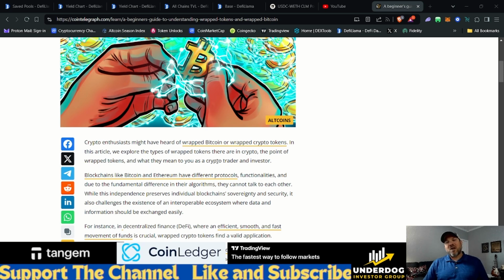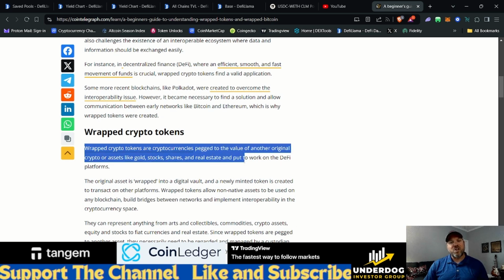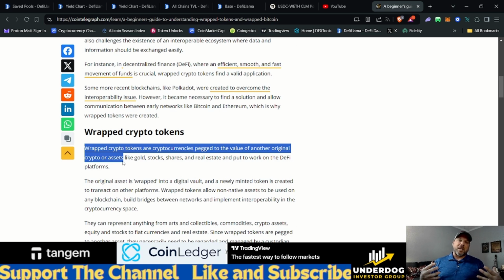Now, the purpose of wrapped tokens is to allow easier and smoother transfer of funds from one blockchain to another blockchain. Wrapped tokens, though, are cryptocurrencies, but they are pegged to the value of another crypto asset. Now, the very first tokens that were wrapped were stablecoins. And a lot of the crypto space would not exist without stables. They are highly needed for this space to operate in an efficient manner.